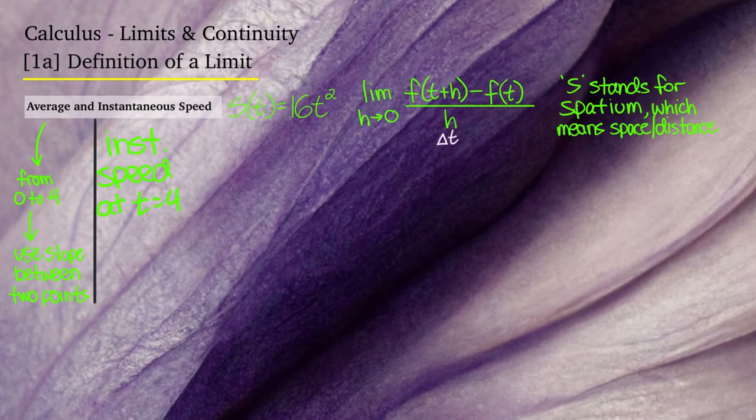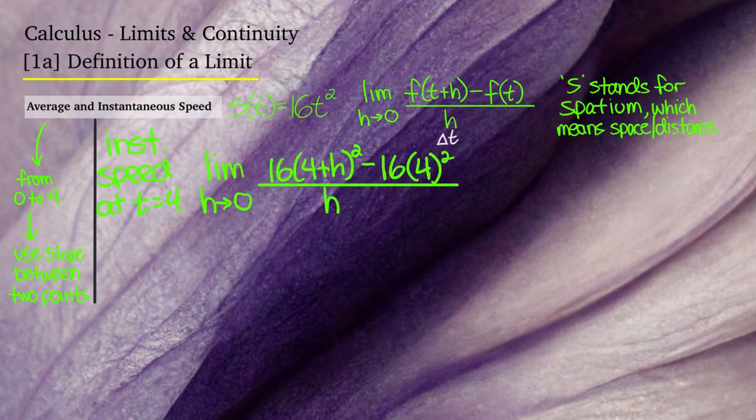We'll start by plugging in 4 for t so that we get the limit as h approaches 0 of 16 times 4 plus h squared, that 16 is in the original position function, minus 16 times 4 squared all over h. Since those parentheses in the original formula are function notation, that means 4 plus h is being plugged into the function, just like 4 is being plugged into the function.